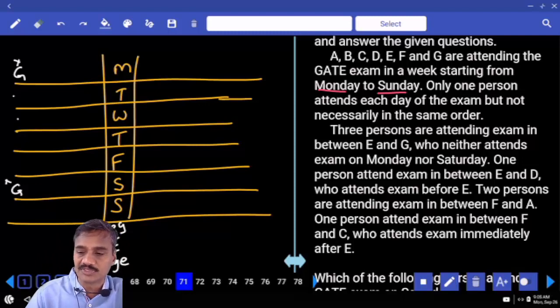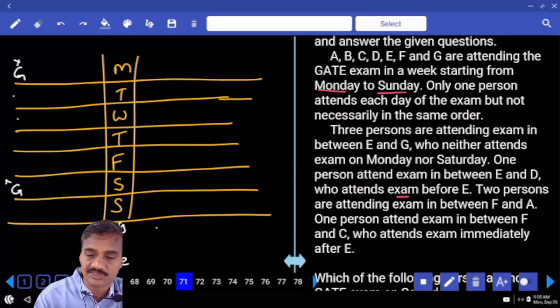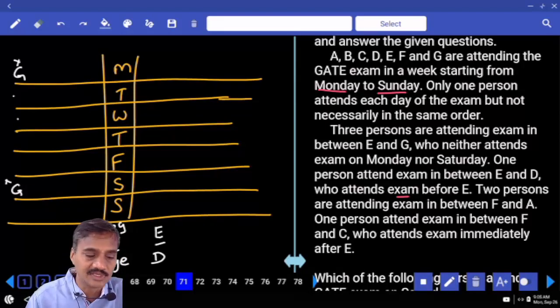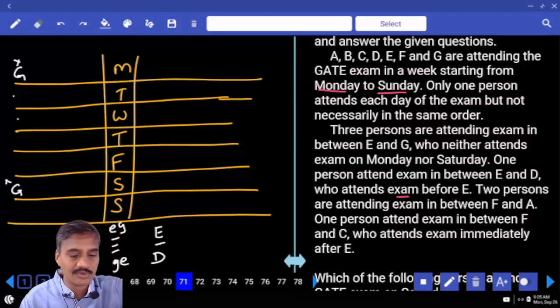And only one person between E and D. D who attends before E. Okay. Now how many persons between D and E? There must be exactly one person. D who attends before E అంటే E కి D కి మధ్య ఎంతమంది ఉండాలి? Only one person. The order is specified. అంతే కదా. E కి D కి మధ్యలో there must be exactly one person.